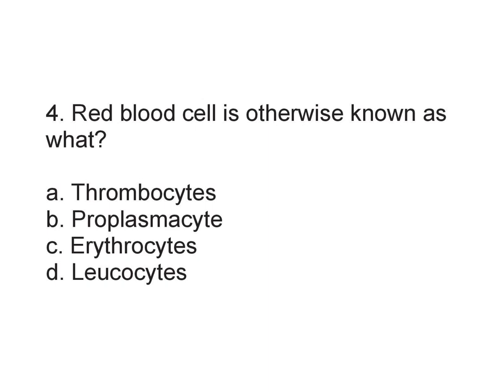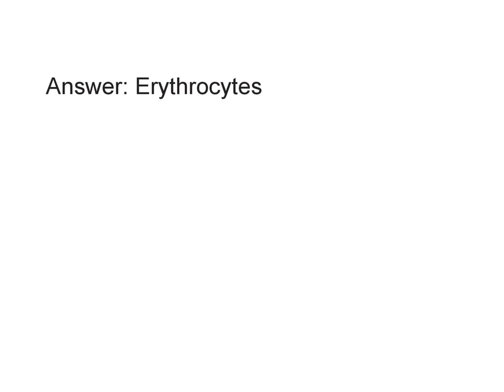Number 4. Red blood cell is otherwise known as what? A. Thrombocytes, B. Proplasmocyte, C. Erythrocytes, or D. Leukocytes. The answer is erythrocytes.